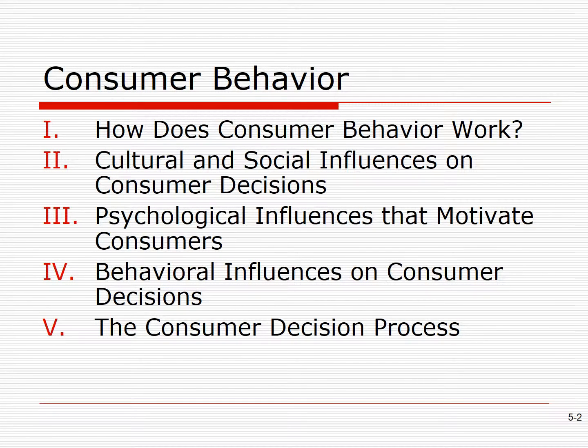So, a quick outline, our 5 main topics for this lecture. We'll talk quickly about how consumer behavior works. We'll talk about the influence of cultural and social influences on consumer decision making. And we'll talk about the psychological influences that motivate consumers, a little bit about consumer motivation, behavioral influences on consumer decisions, and then we'll follow that up with the consumer decision making process.